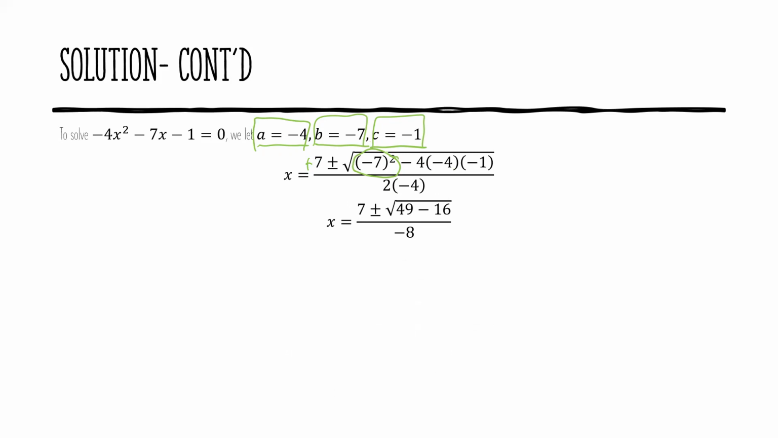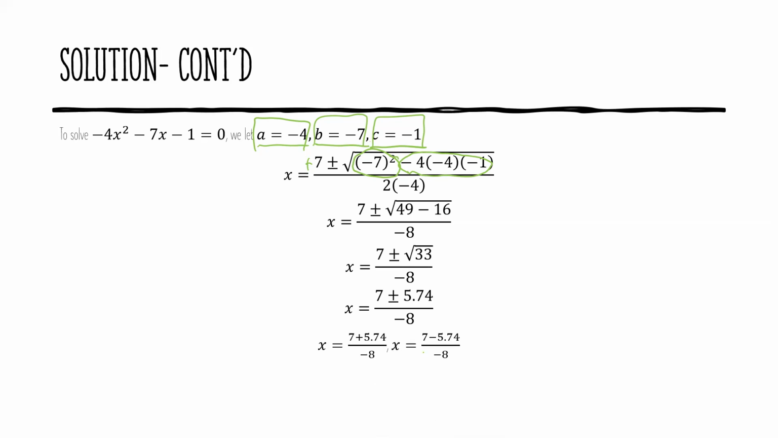Negative 7 squared is 49. Like I said, be really careful with the signs here. Negative 4 times negative 4 times negative 1 is negative 16. So I'm going to write 49 minus 16, and then I'm going to divide everything by negative 8. So 49 minus 16 ends up giving us 33, and then we take 7 plus or minus the square root of 33 over negative 8. And this ends up giving us 7 plus or minus approximately 5.74 divided by negative 8.